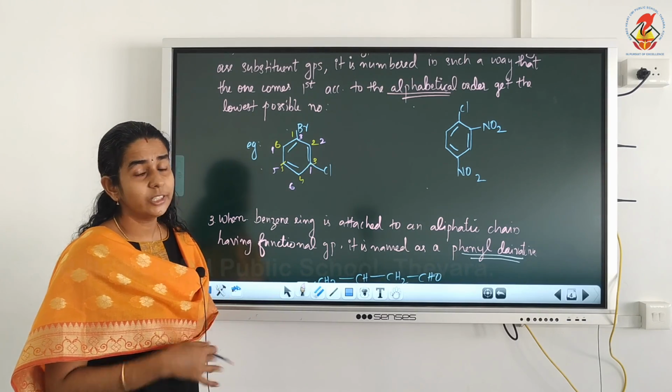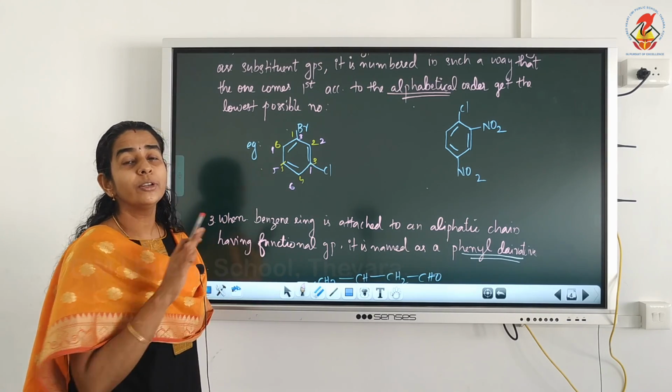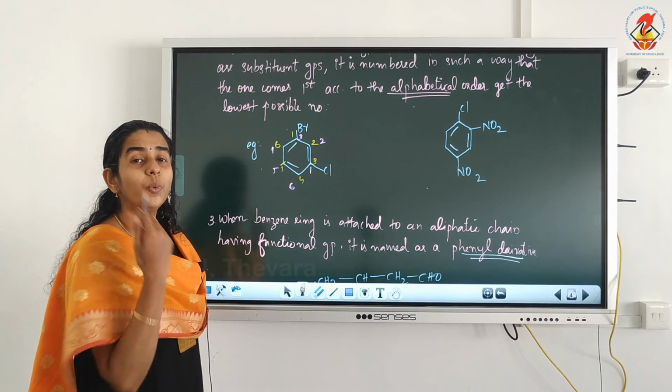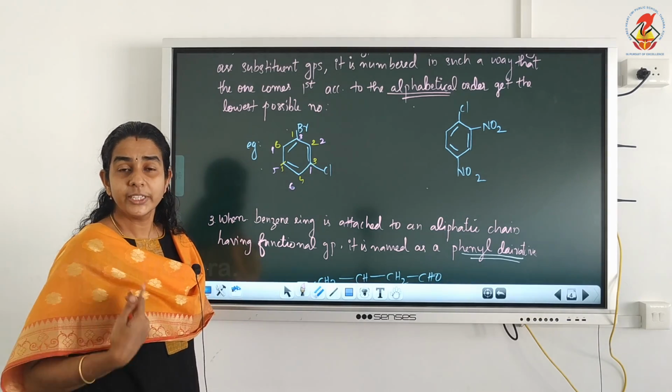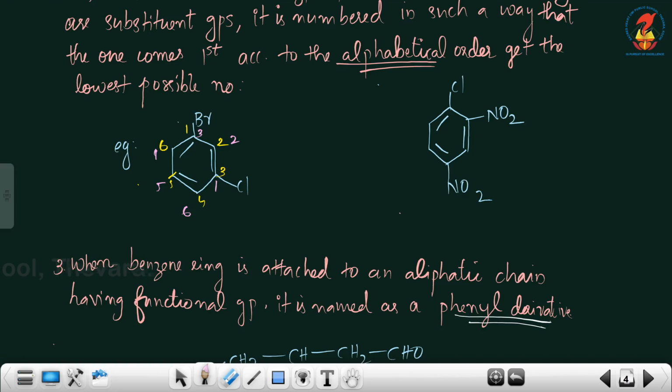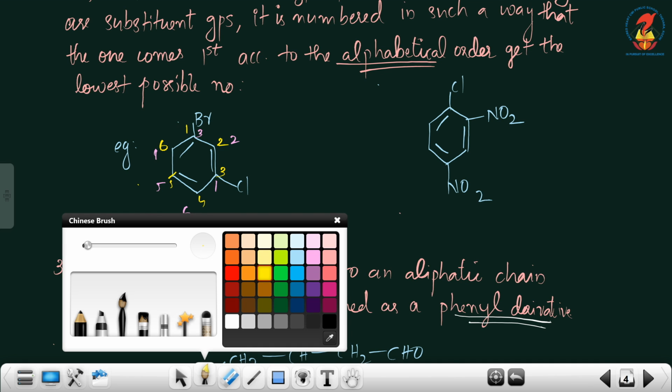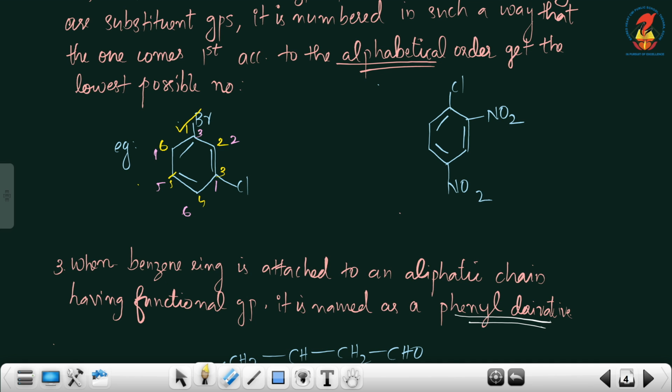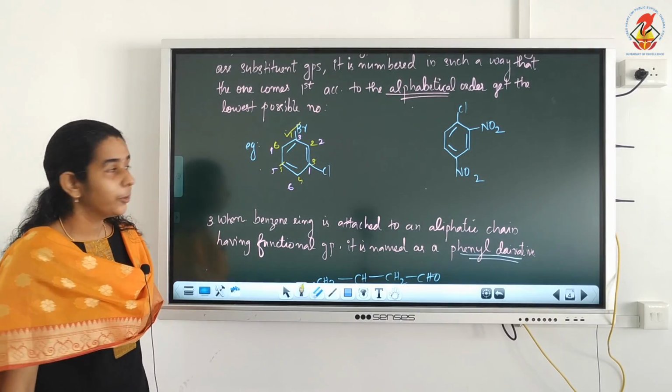Both are substituents with least priority, so there is no need to check the priority order. The one which comes first in alphabetical order should get the lowest possible number. So which one should get the lowest possible number here? Bromine, B is coming first. So which naming should we select? Yes, this one, the one written in yellow color.